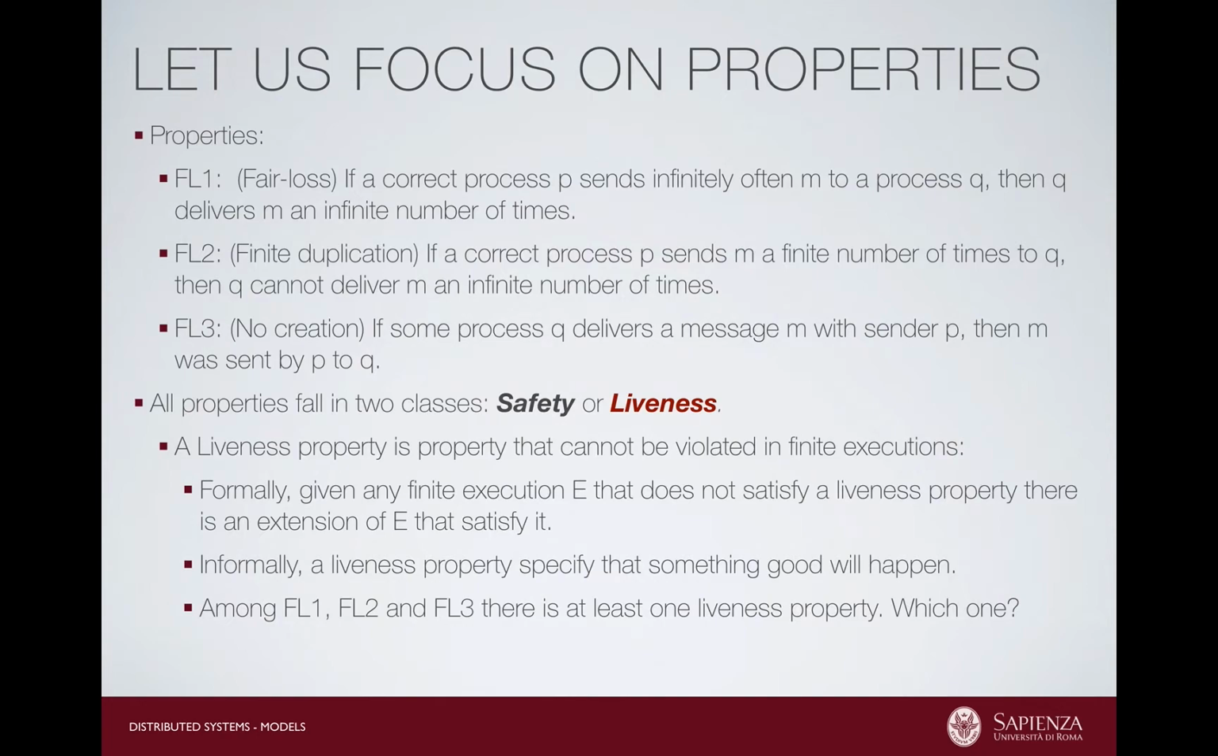Then the other kind of property are liveness properties, and a liveness property is intuitively a property that cannot be violated in a finite execution. Or more formally, we can say that given a finite execution E that does not satisfy a liveness property, there is always an extension of E that satisfies it. Informally, a liveness property specifies that something good will happen.